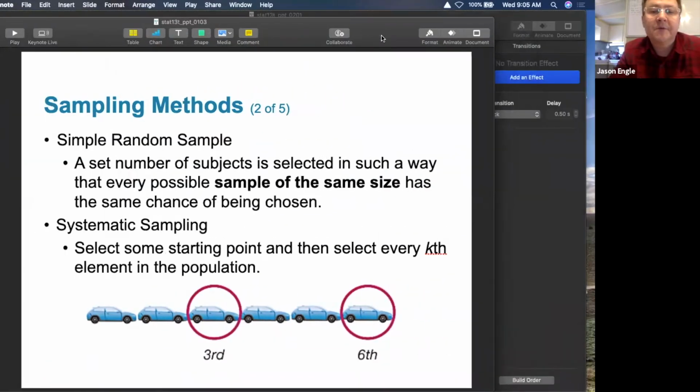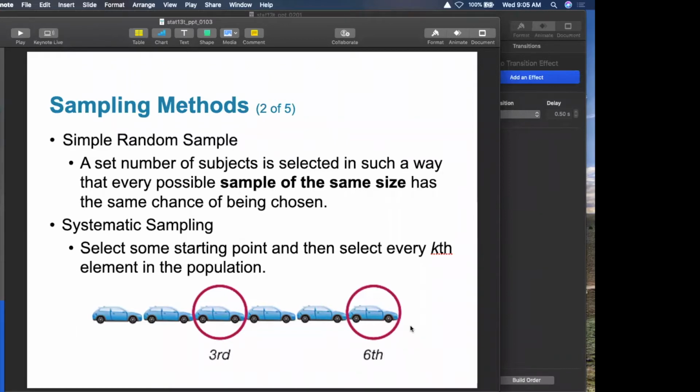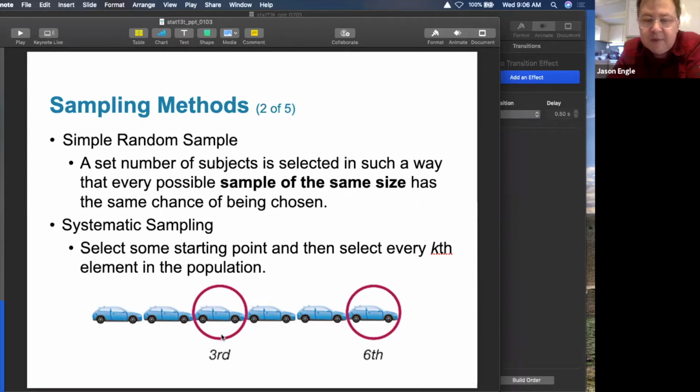Okay, there we go. So systematic sampling, that's where you take, for example, a theoretical long list of cars, all lined up bumper to bumper. I can grab the third car as an element of my sample, and then from that point forward, just grab every third car from there on all the way to the end of the list. This would be a systematic sample. That make sense?